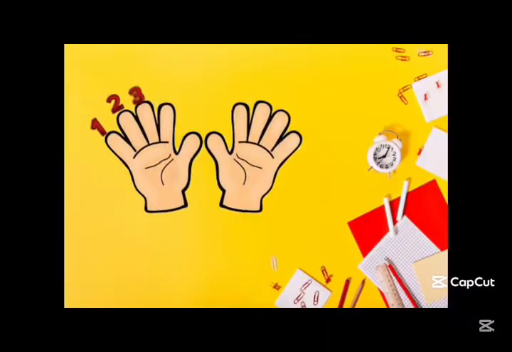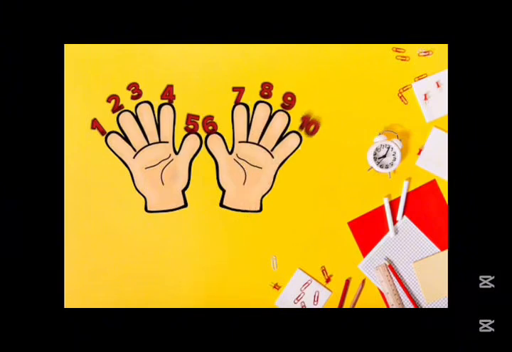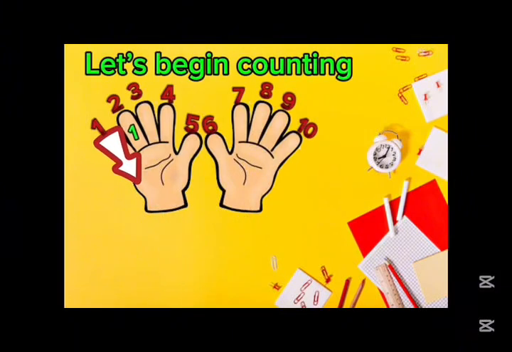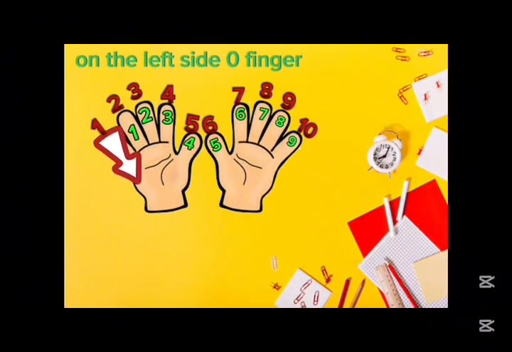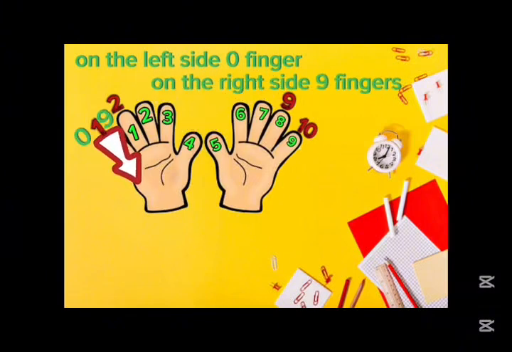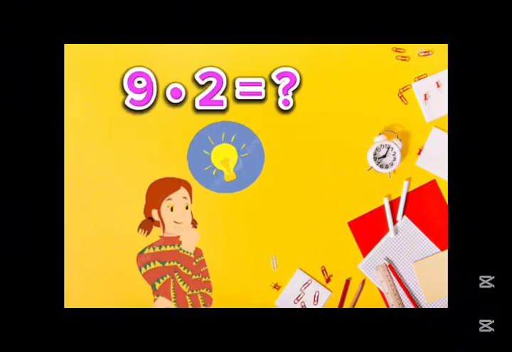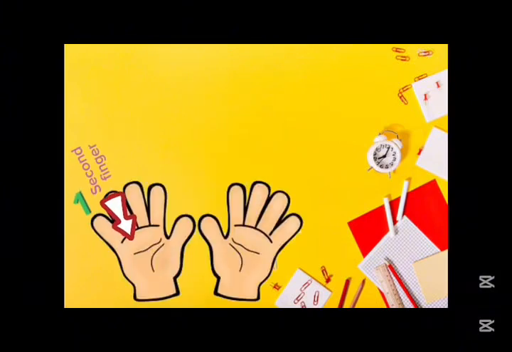1, 2, 3, 4, 5, 6, 7, 8, 9, 10. 9 times 1 equals. Let's begin counting. 1, 2, 3, 4, 5, 6, 7, 8, 9. On the left side, 0 fingers. On the right side, 9 fingers. 9 times 1 equals 9.